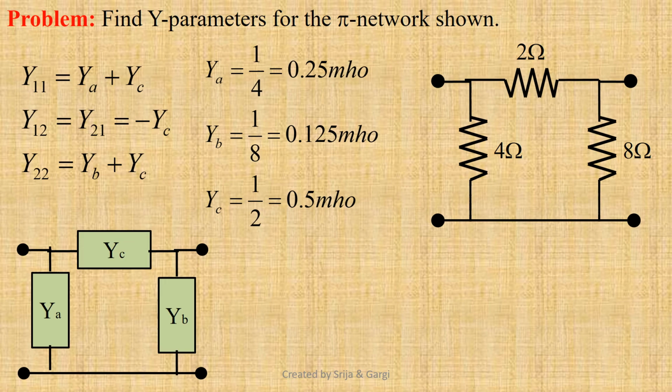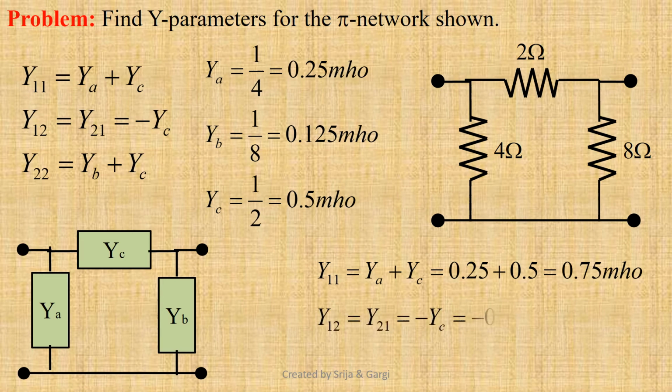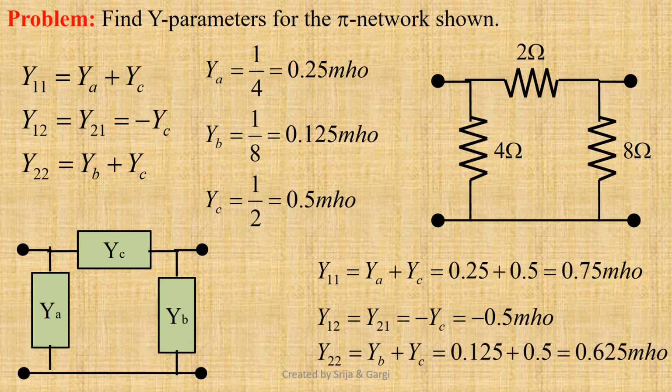Therefore, we can write Y11 equals YA plus YC equals 0.25 plus 0.5, that is equal to 0.75 mho. Y12 equals Y21 equals minus YC, that is equal to minus 0.5 mho. Y22 equals YB plus YC, that is equal to 0.125 plus 0.5, that is equal to 0.625 mho.